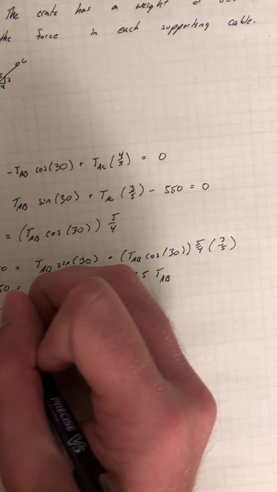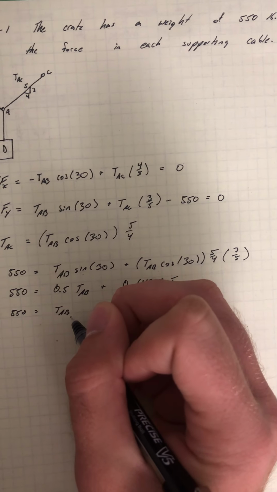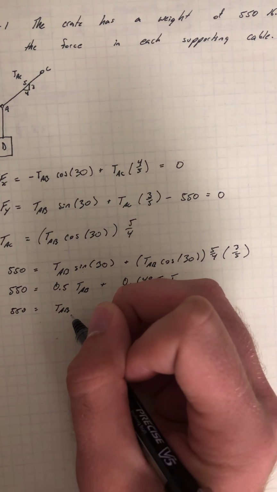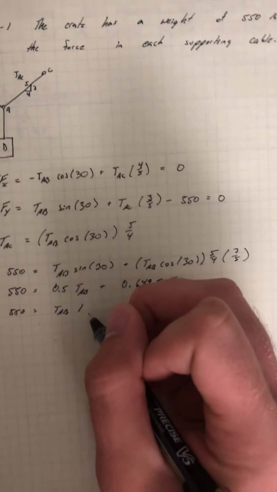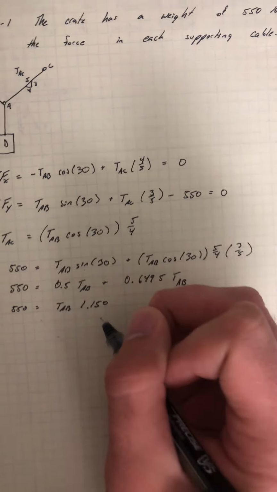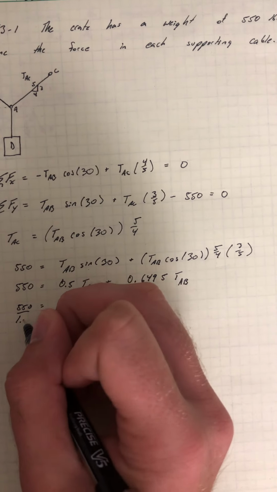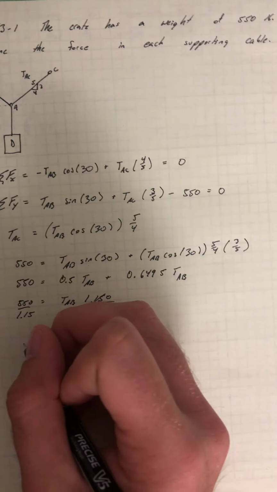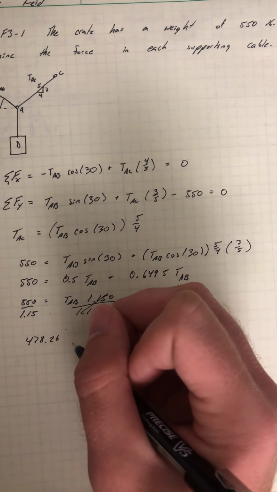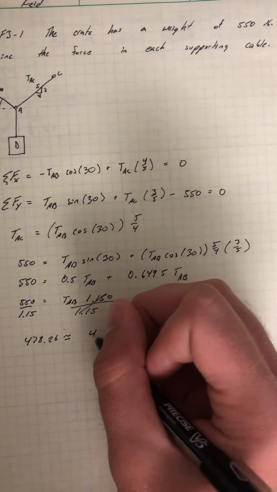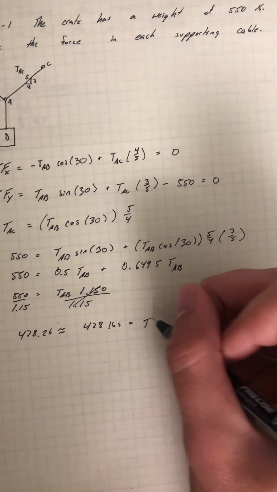This will then add up to where 550 equals 1.15 times the tension of AB, because we'll round that number. 550 divided by 1.15 is going to be 478.26, and then we'll round it to 478 pounds for our tension at AB.